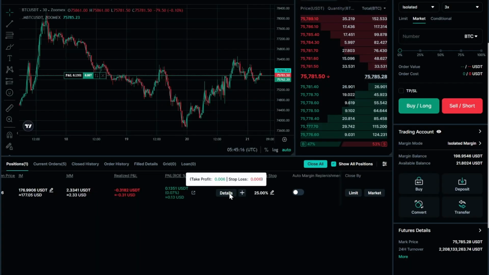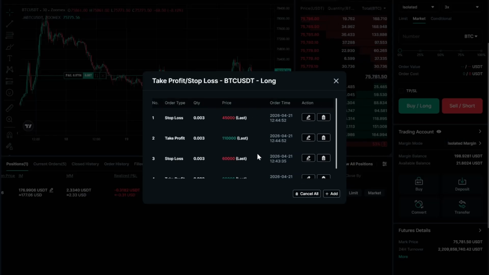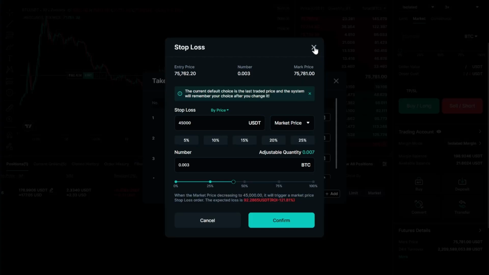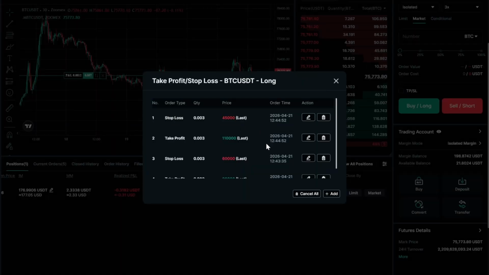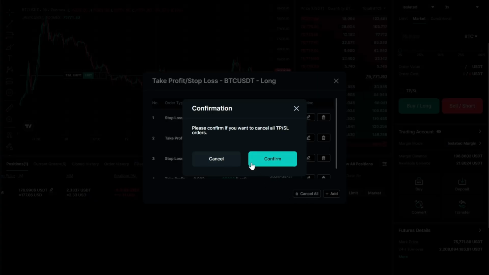And now under details, we can now see our take profit and stop losses that we have set. On the right, under action, we can edit them by clicking this icon. We can also delete the orders individually by clicking on the trash icon. If we wanted to cancel our orders and sell out of our position, we can just click cancel all. So this will cancel all our take profit and stop loss orders.